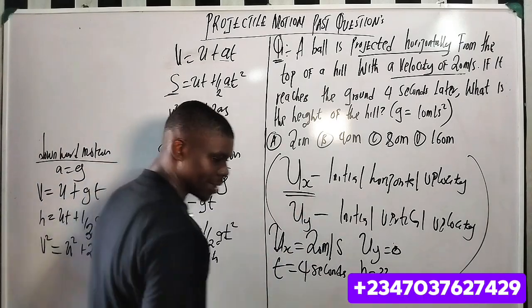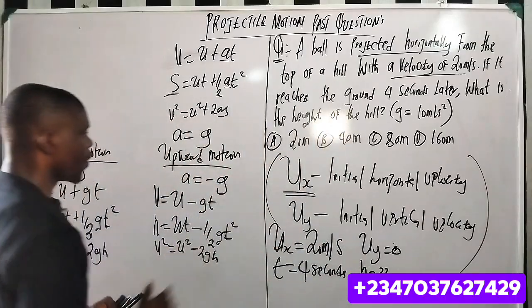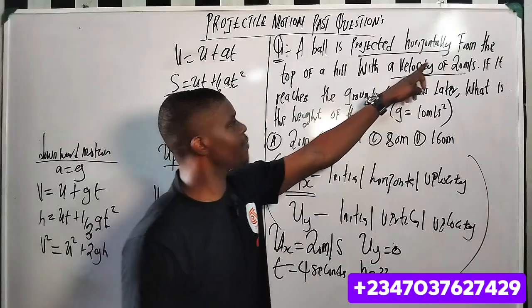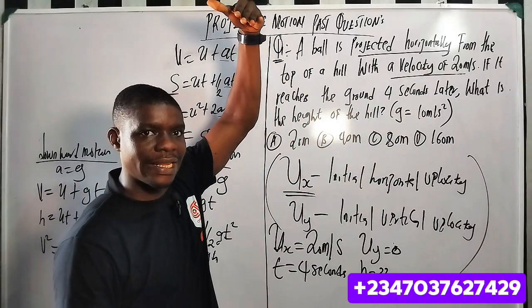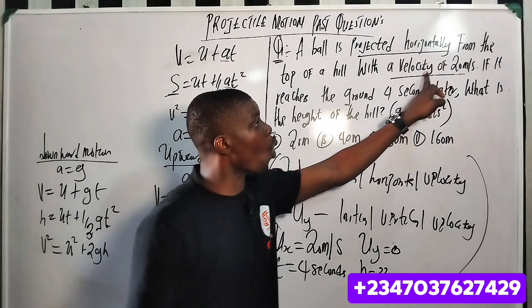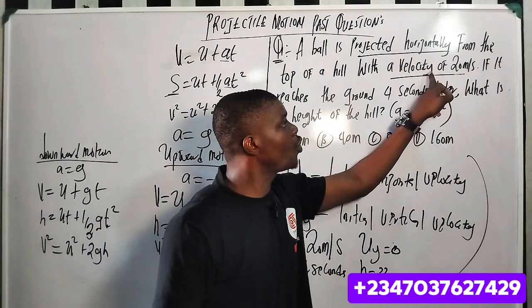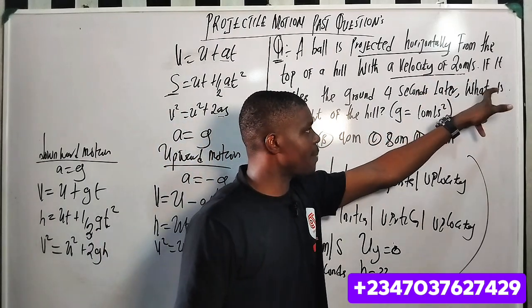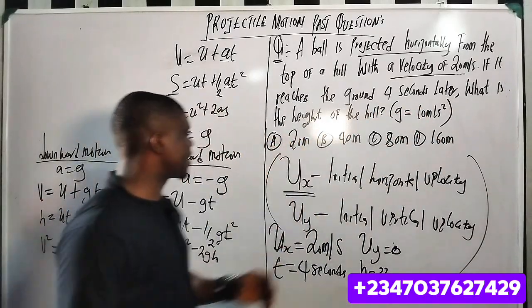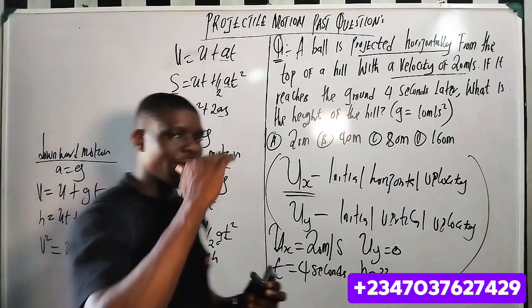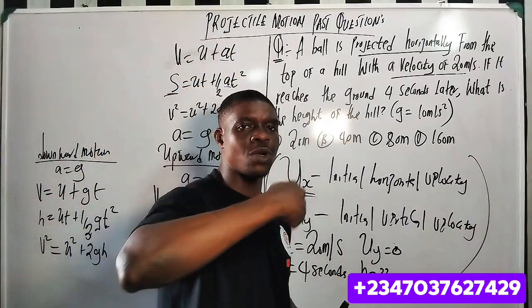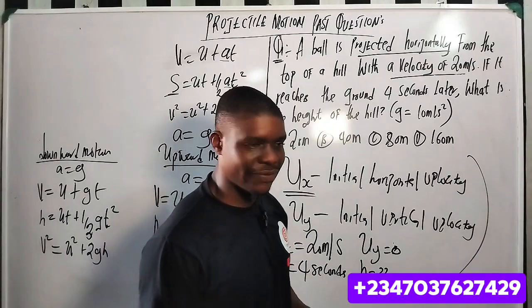Here are our parameters. Now if you check it very well, a ball is projected horizontally from the top of a hill with a horizontal initial velocity of 20 meters per second. If it reaches the ground in 4 seconds, what is the height? So it is falling downward, so it is acting under the influence of gravity.